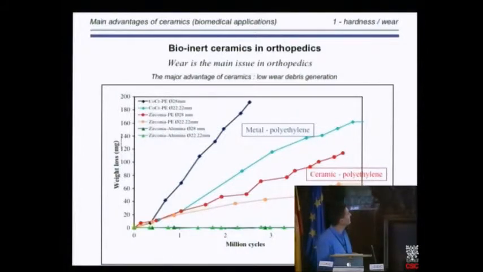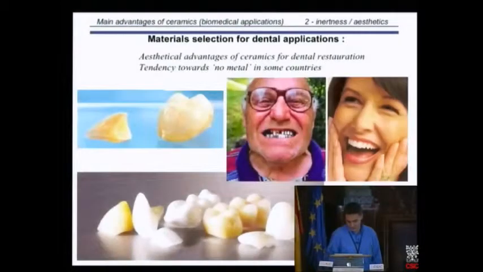But if you take a ceramic, here it was zirconia against polyethylene, for the same two diameters, you still decrease the wear debris generation significantly. And when you now talk about ceramic against ceramic, there is almost no visible significant wear. So ceramics are interesting for us.